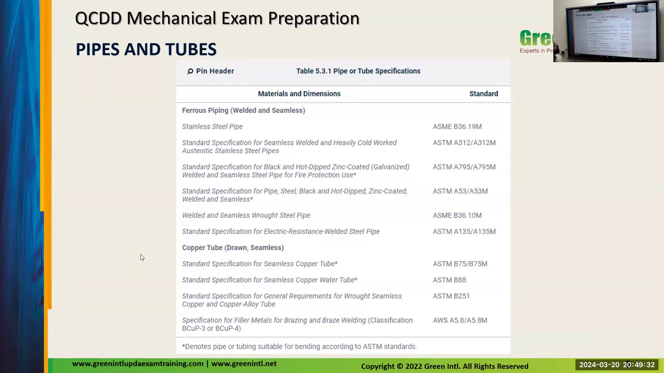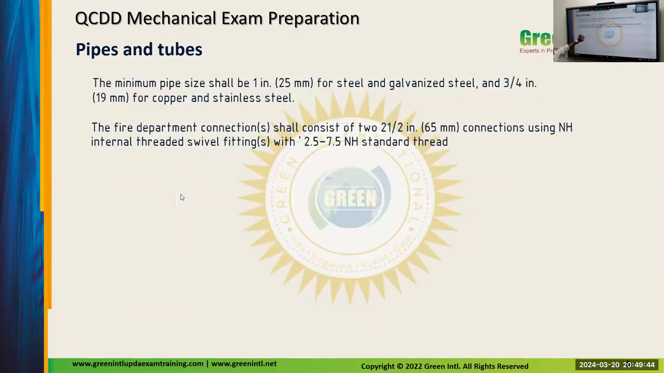As we discussed in our sprinkler systems, the requirements for pipes and tube specification are also given. The minimum pipe size shall be 1 inch for steel and galvanized, and 3/4 inch for copper pipe and stainless steel. The FDC connections will be 2.5 inch, using NH internal thread swivel fittings with 2.5 to 7.5 NH standard thread. This is the thread specification for the FDC connections. It is common everywhere.